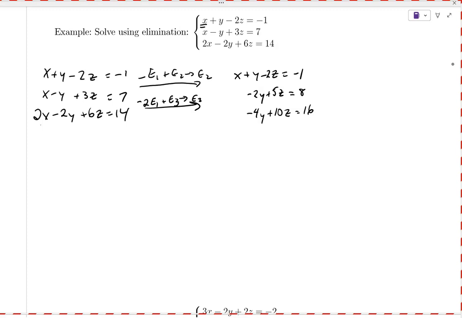All right. So in this process, notice that we got a 1x up in the upper left-hand corner and got zeros below it. I would now want to work on this one and get a 1y. That's the process. If I want to get a 1y, we will just take negative 1/2 of equation 2 and replace equation 2.